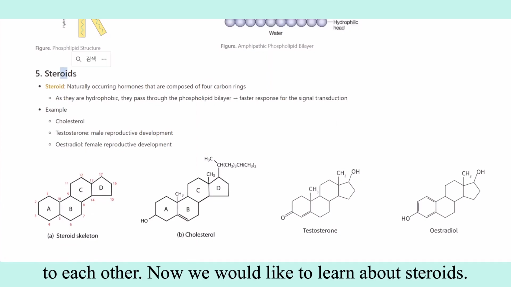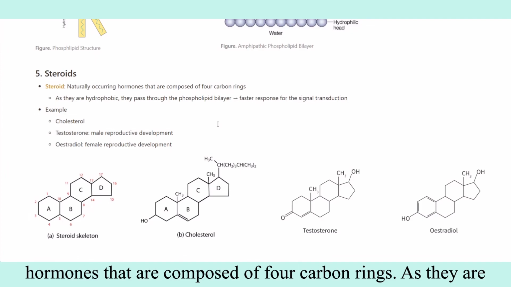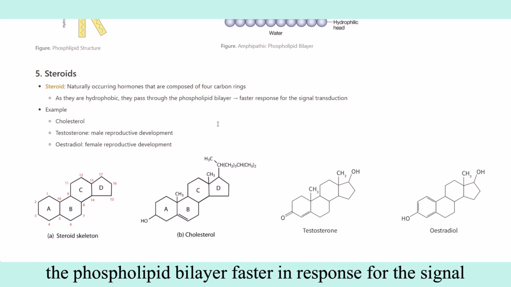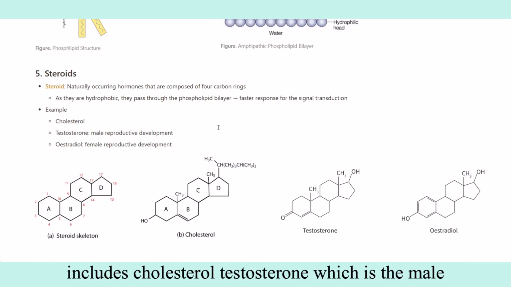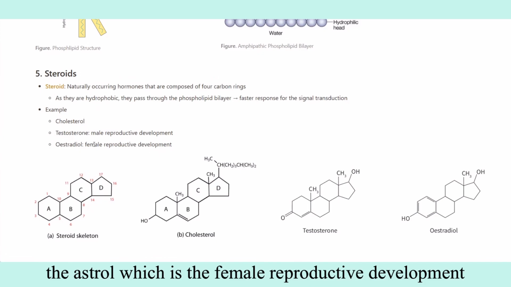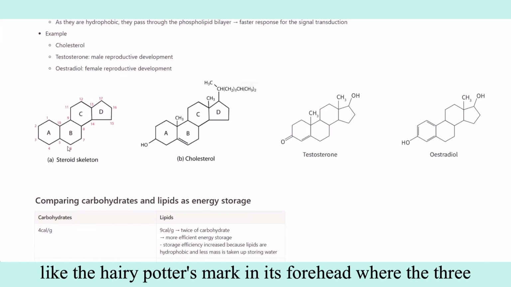Now we would like to learn about steroids. Steroids are naturally occurring hormones that are composed of four carbon rings. As they are hydrophobic, they pass through the phospholipid bilayer easily in response to the signal transduction. For example, it includes cholesterol, testosterone, which is the male reproductive development hormone, and estradiol, which is the female reproductive development hormone.